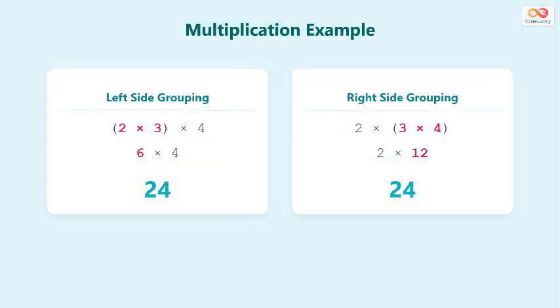Here is a multiplication example to prove it. Let's multiply 2, 3, and 4. If we group 2 times 3 first, we get 6. 6 times 4 is 24. Now, if we group 3 times 4 first, we get 12. 2 times 12 is also 24. The property holds true.